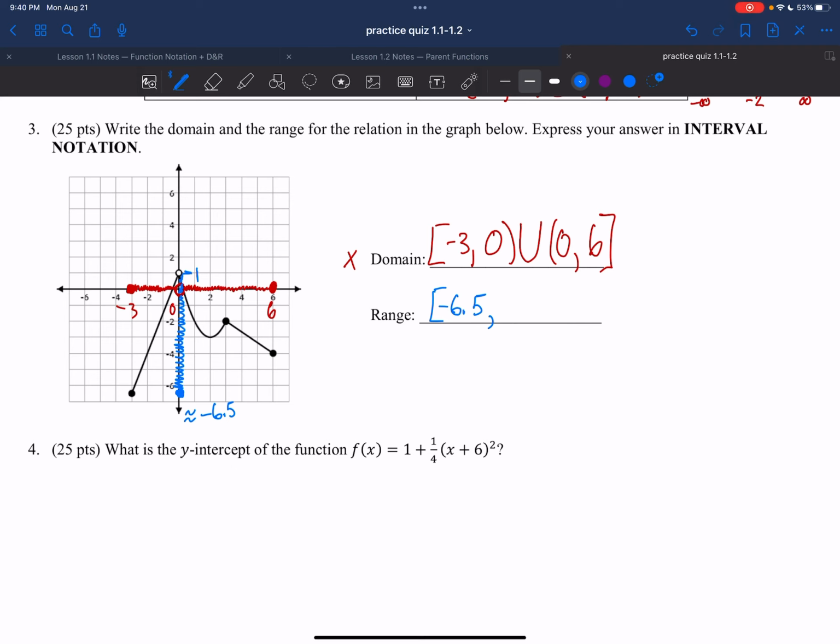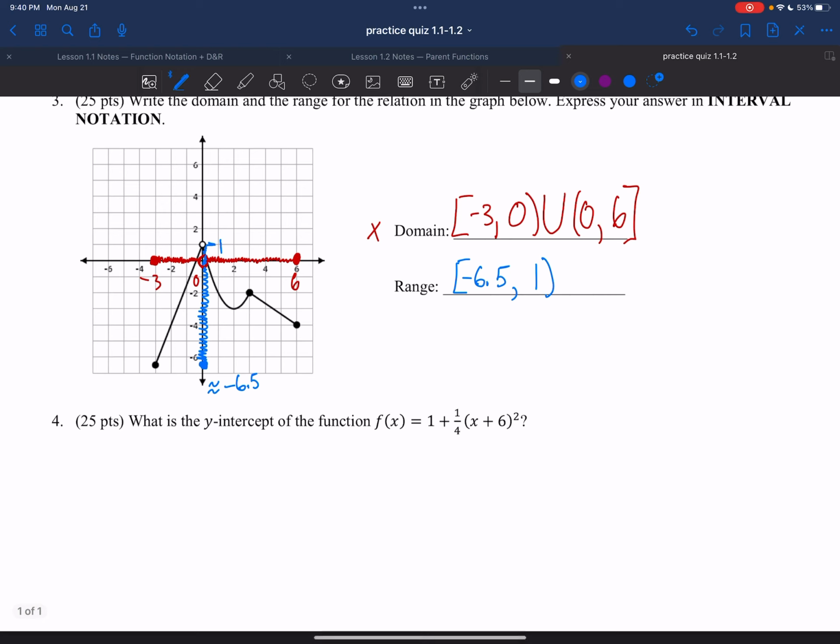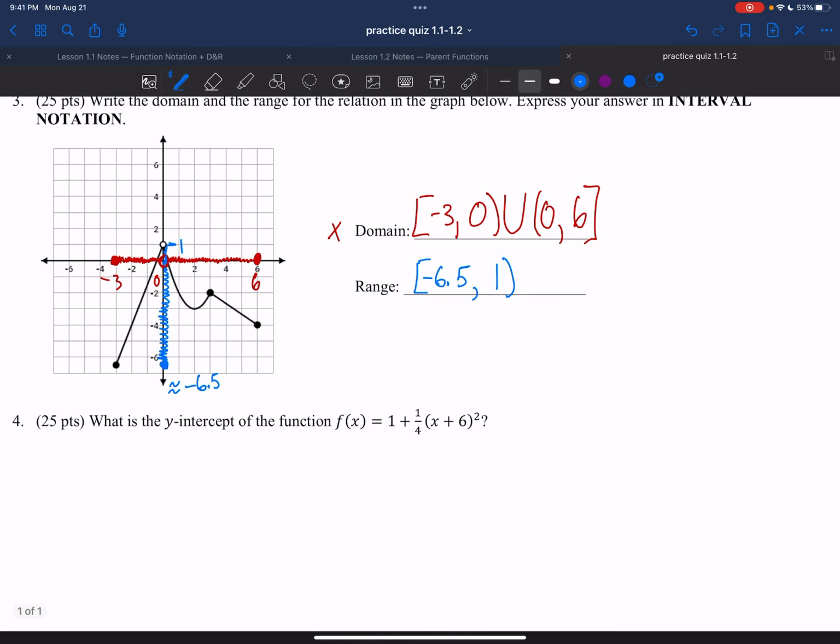All right. Notice there were no discontinuities in this region. It just ended right there at 1. So it goes from negative 6.5 up to 1, but does not include 1. And that's it. That's the range. Okay. Don't worry. On the actual quiz, it is very clear what the points are. Sorry, that was just a mistake on this.